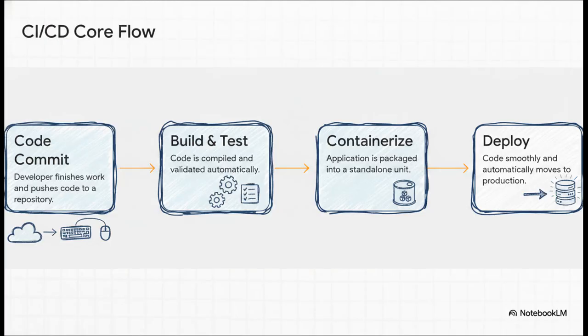So when we talk about how CI/CD pipelines automate deployment, this specific flow right here is the absolute heartbeat of the operation. Let's break it down. Step 1 is the code commit. A developer finishes their work, pushes it to a repository, and boom, that action automatically triggers Step 2, build and test. This is where the code is compiled and validated. Once it gets a passing grade, we hit Step 3, containerize, where the application is packaged up into a standalone executable unit. And finally, Step 4, deploy to production. The code smoothly, entirely automatically moves right into the live environment. No human hands required whatsoever.